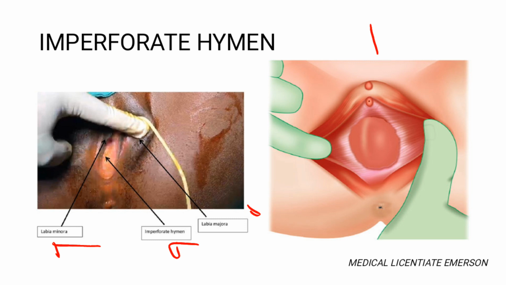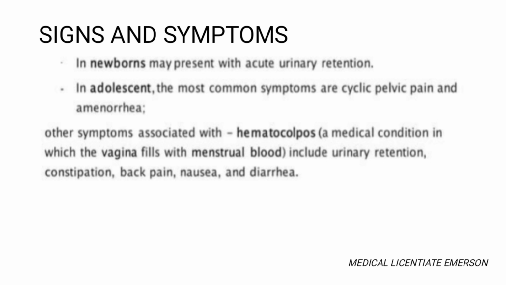Then this is also another illustration in between here. That's the imperforate hymen. Okay. Then signs and symptoms in newborns may present with acute urinary retention. Okay. Then in adolescents, the most common symptoms are cyclic pelvic pain and amenorrhea.